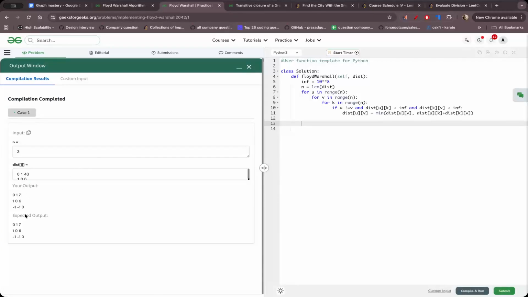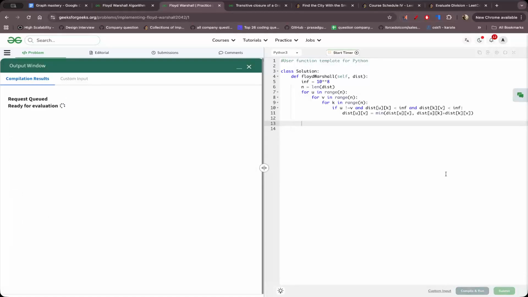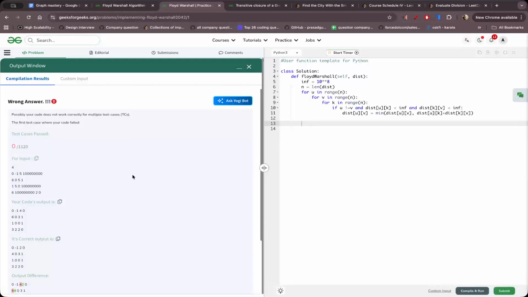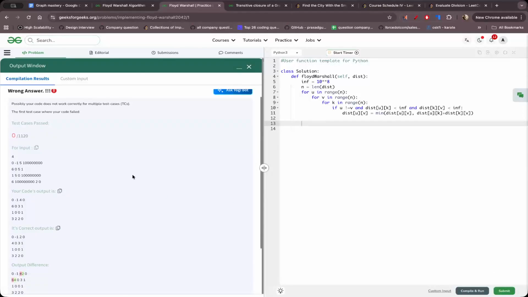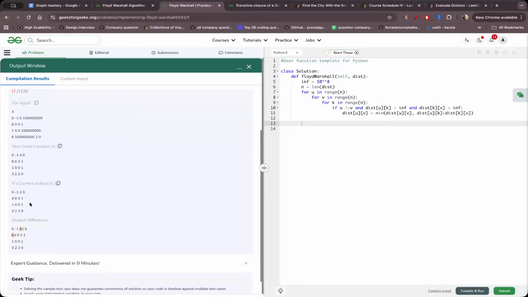So let me just compile and run this one. Expected output is this, my output is this, so it looks like it is fine. I'll simply submit it and let's see. For this input, my output is this. Oh yeah, what's the mistake I made?